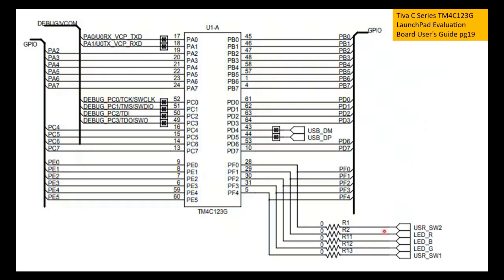Coming down here, as we can see, the red LED is connected to PF1, which is port F bit 1. The blue LED is connected to PF2, which is port F bit 2. And then finally, the green LED is connected to PF3, which is port F bit 3.